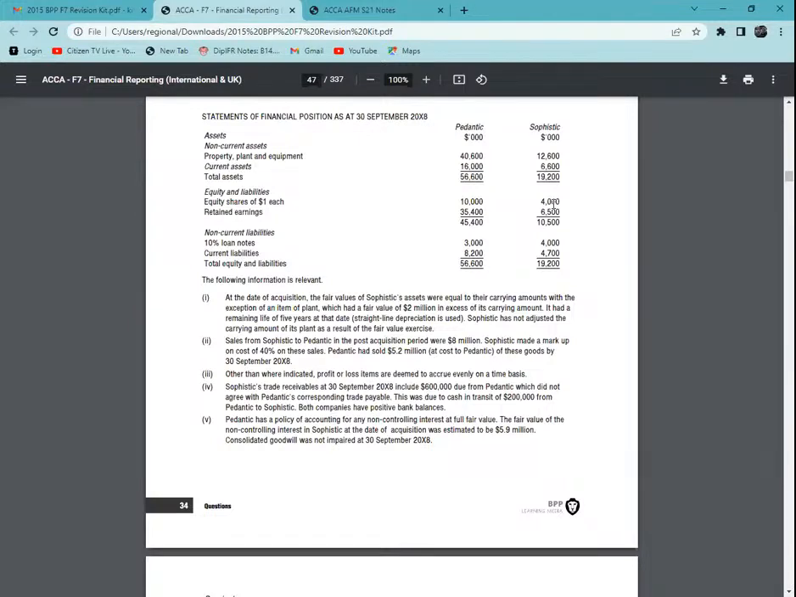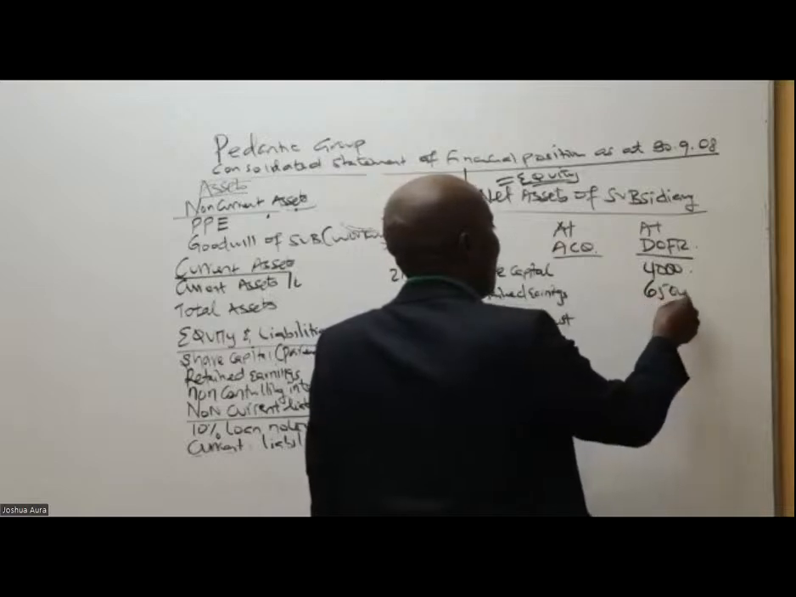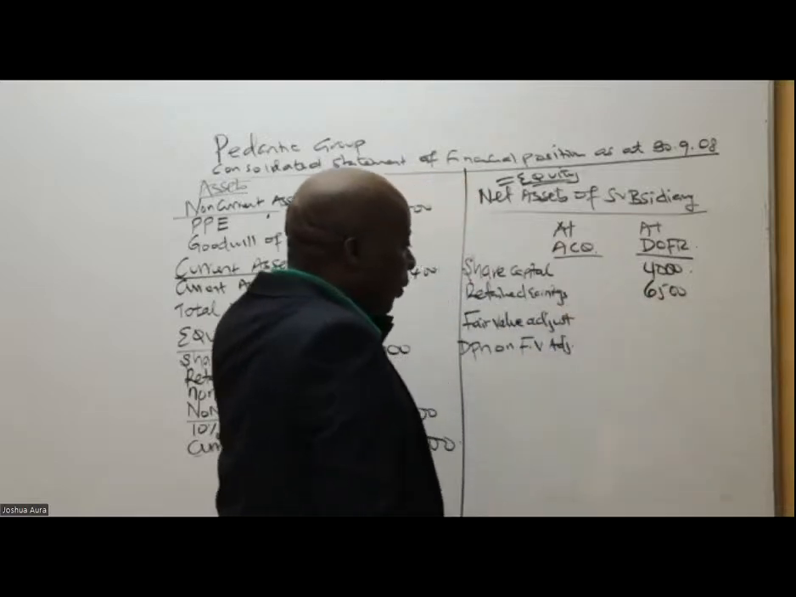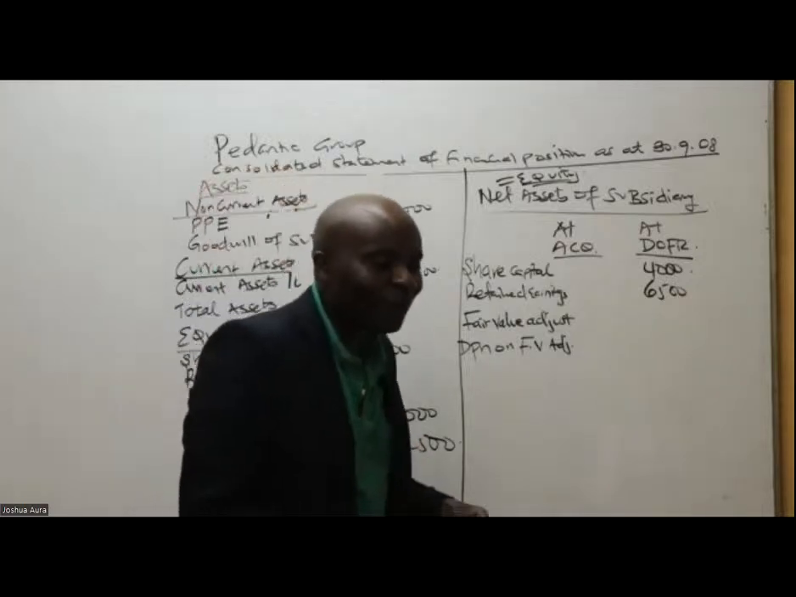Thank you so much. Kutoka hapo, retained earnings of the subsidiary at reporting. Retained earnings of the subsidiary at reporting ni 6,500. Great. At the date of financial reporting is 6,500. Abracadabra, fair value adjustment. Is there somebody who can remember the fair value adjustment figure?